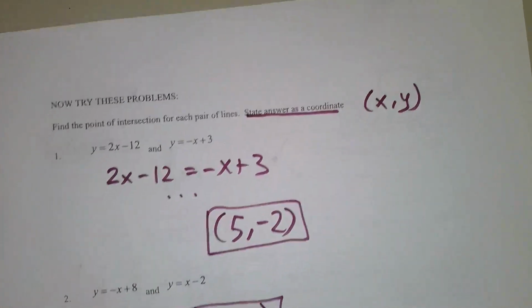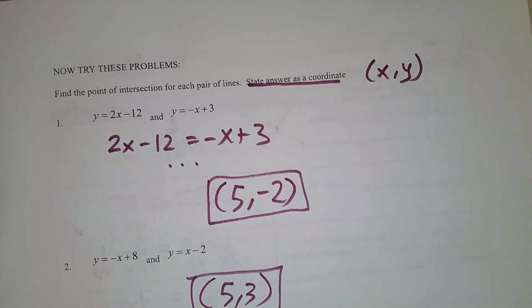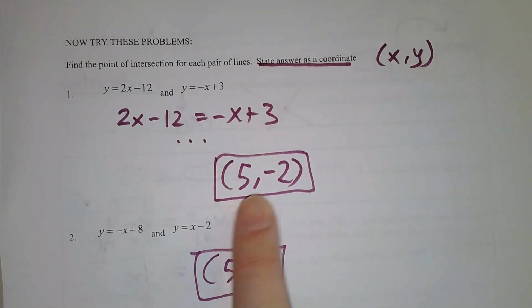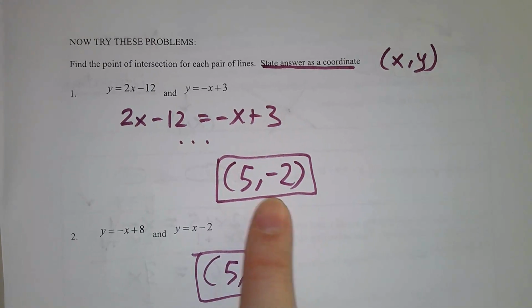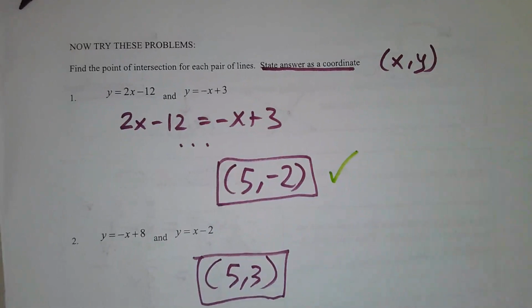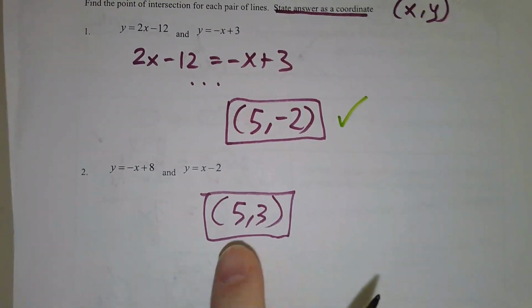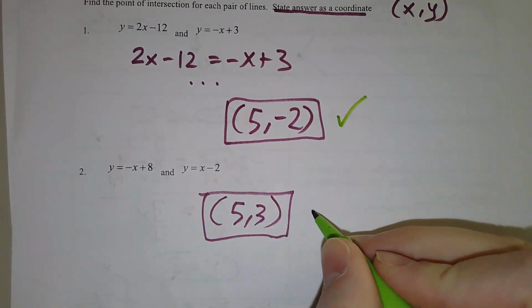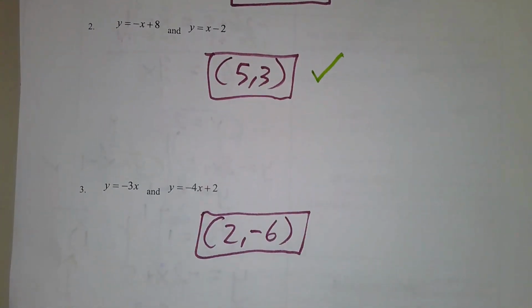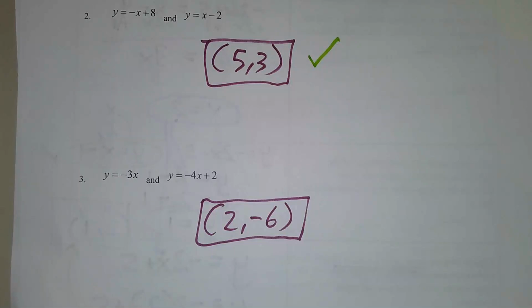All right, checking our answers. Are we ready to check our answers? Let's see. Our answer for number 1, 5, negative 2. Did you get it right? I hope so. If you did, nicely done. For number 2, 5, 3. Did you get that one right? If you did, nicely done. If you didn't, make sure to find out where you made the mistakes.